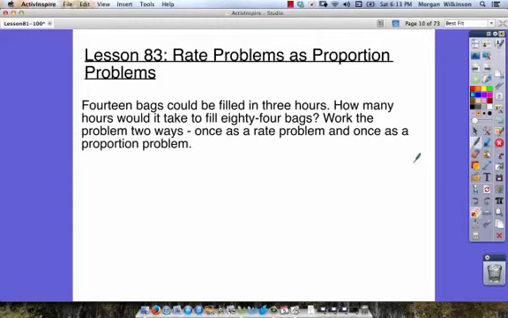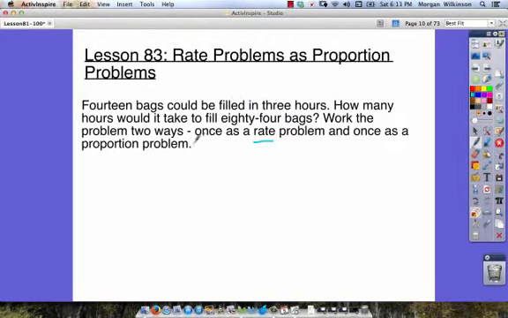Lesson number 83 is about rate problems as proportion problems. In this lesson we only have this one example, but we'll have to solve it in a couple different ways. Our question says, 14 bags could be filled in 3 hours. How many hours would it take to fill 84 bags? The question says, work the problem two ways, once as a rate problem and once as a proportion problem. So let's start out with our rate problem.